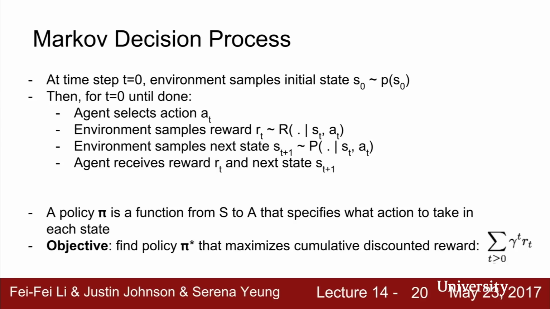OK, so now based on this, we can define a policy pi, which is a function from your states to your actions that specifies what action to take in each state. And this can be either deterministic or stochastic. Our objective now is going to be to find your optimal policy pi star that maximizes your cumulative discounted reward. So we can see here we have our sum of future rewards, which can also be discounted by your discount factor.